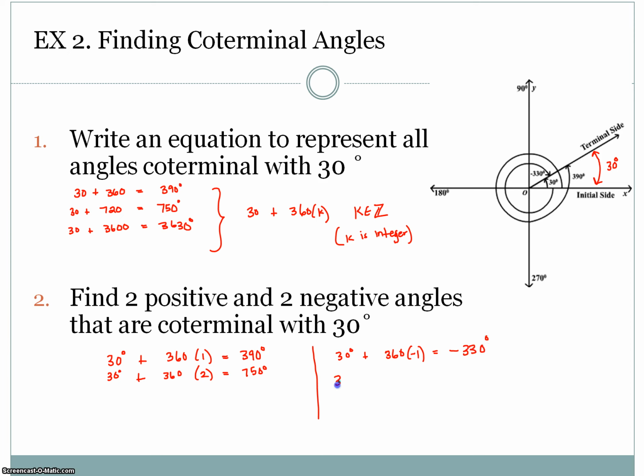And of course, if I want, I can do 30 degrees plus, now this would be two clockwise rotations around. And I'm just spinning around twice, but going in the negative direction. And that would give me negative 720 plus 30, which would give me negative 690. Okay. So we can see that if I want a negative angle, I add negative multiples of 360. And if I want a positive number that's coterminal, I can add different positive multiples of 360.